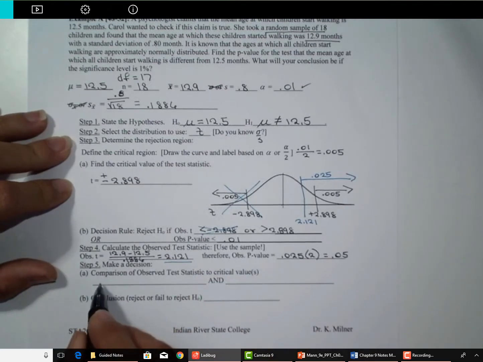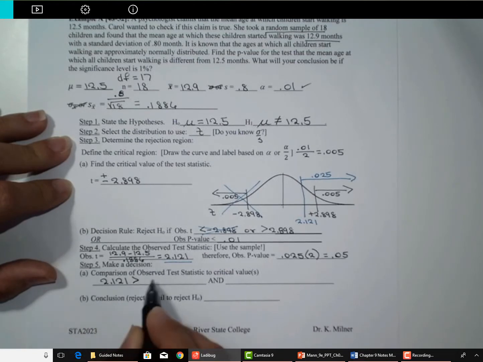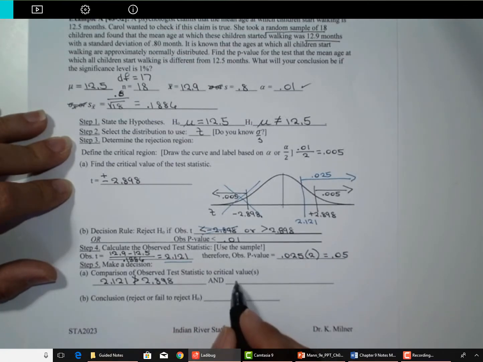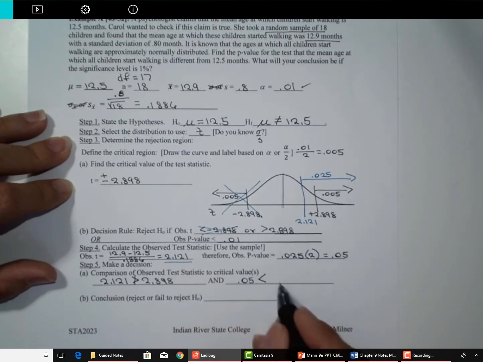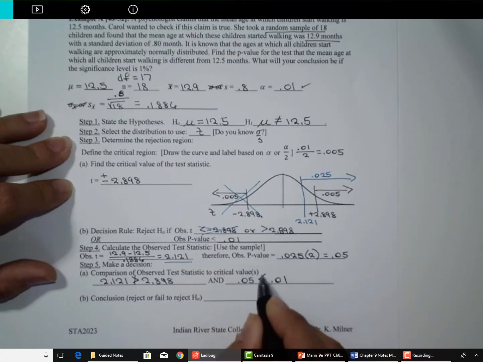My observed t-value, 2.121. I would be checking to see if it was greater than 2.898, and it's not. And then I'm going to look at my observed p-value, which is 0.05, and see if it's less than my significance value, my alpha, which for this one is 0.01, and it's not.